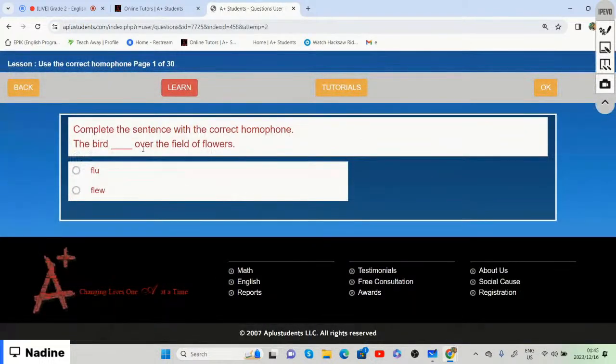The bird flew option one or flew option two over the field of flowers. Is it option one or option two? Flew over the field of flowers. So you can just show if it's option one or option two.